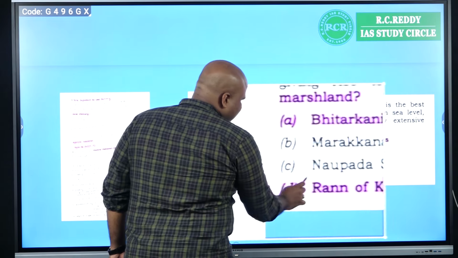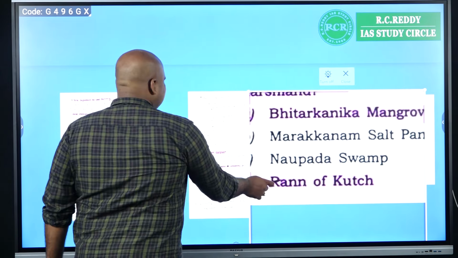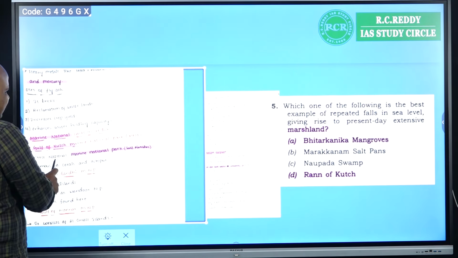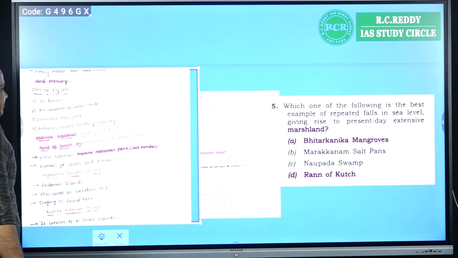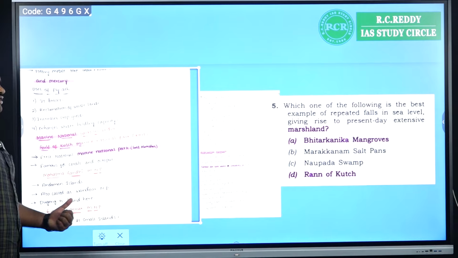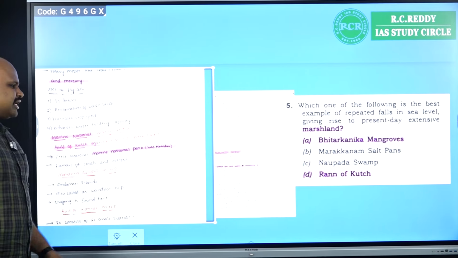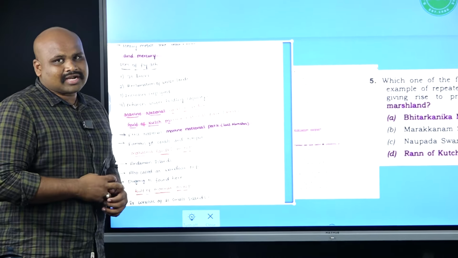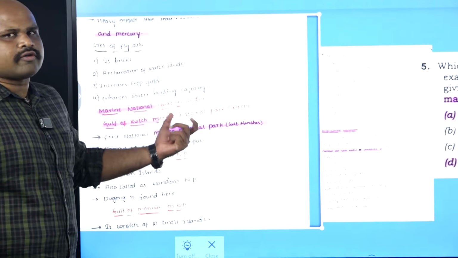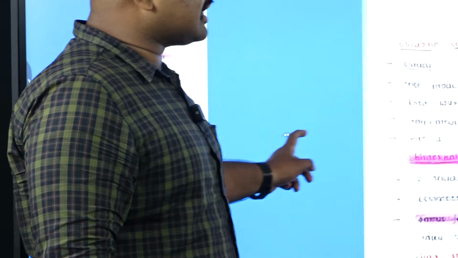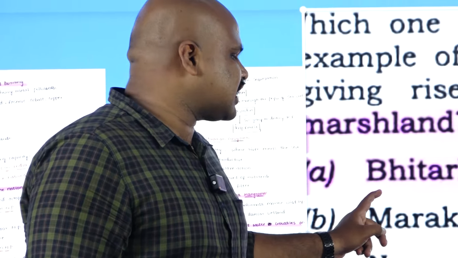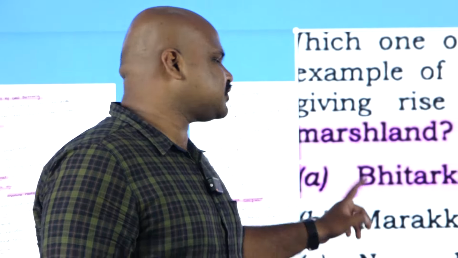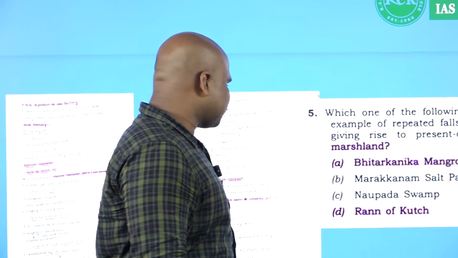Then apart from that, when we look at the second one, that is Rann of Kutch, we had a similar discussion in the context of Rann of Kutch with respect to the marine national parks in India. And in the first line, the first marine national park, in the bracket I had mentioned these were salt marshes. So the clue of salt marshes will enable you to reflect upon this particular question, and you will be able to answer it. So that is one from the environment.